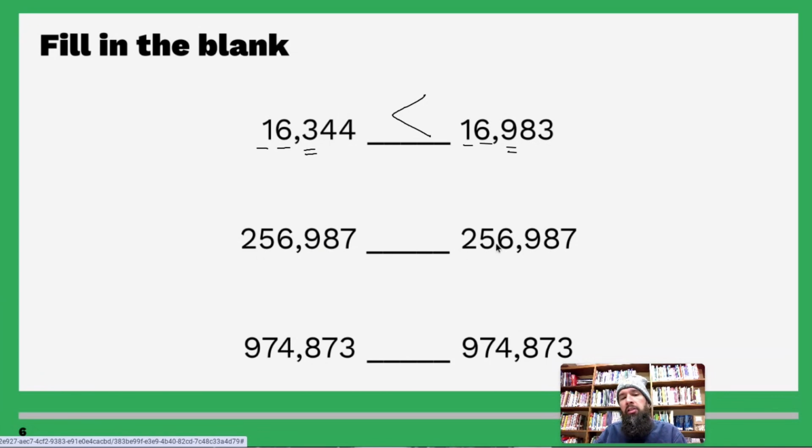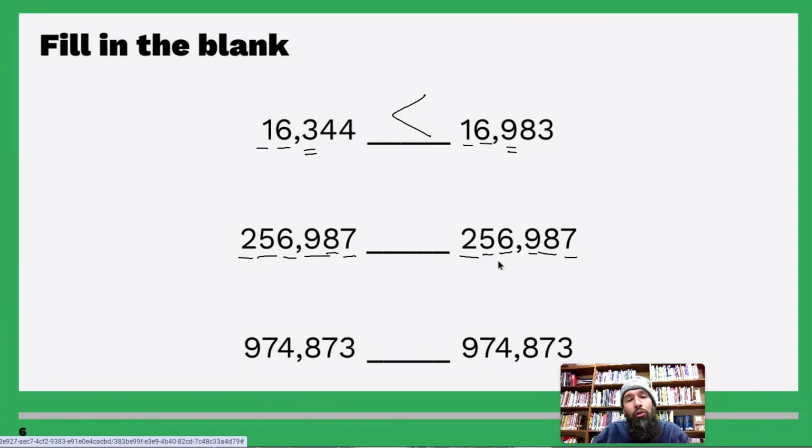6 digits, 6 digits. Can't do anything. 2, 2. Can't do anything. 5, 5. Can't do anything. 6, 6. Can't do anything. 9, 9. Can't do anything. 8, 8. Can't do anything. 7 and 7 can't do anything.